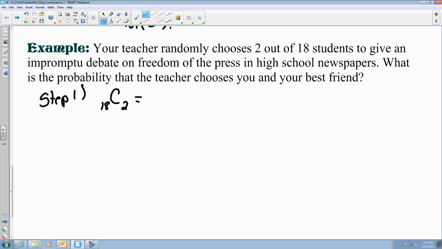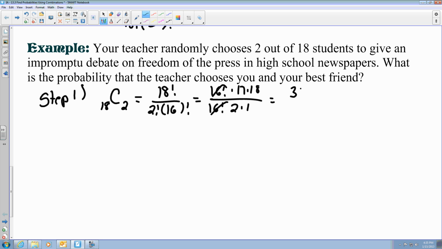And writing this out, we got 18 factorial divided by 2 factorial, and then 16 factorial. So then this equals, I'm going to put 16 factorial times 17 times 18 divided by 16 factorial, and then my 2 factorial, which would be 2 times 1. So 16 factorials cancel. 17 times 18 equals 306. Denominator is 2. So that means there's going to be 153 possible outcomes.